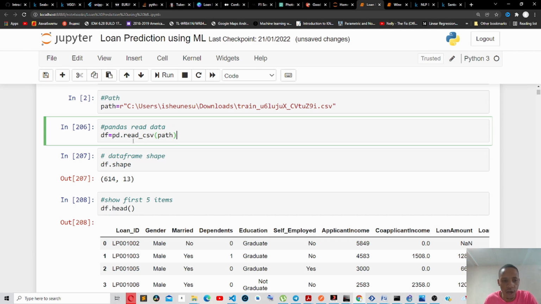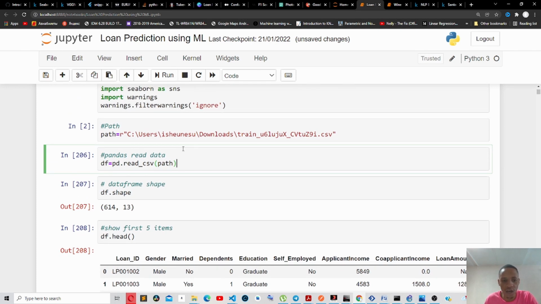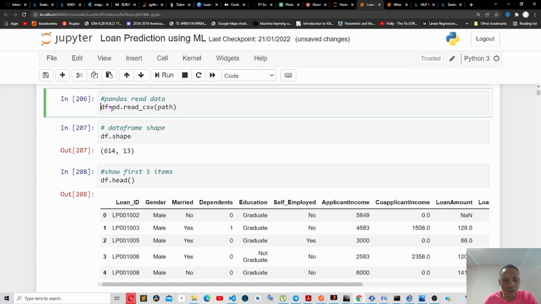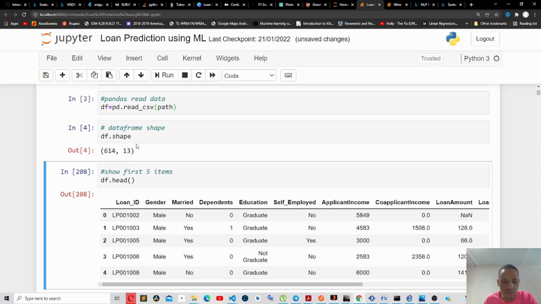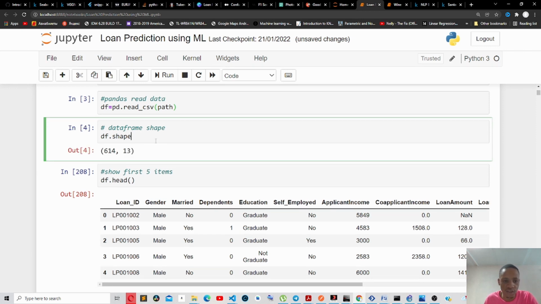To read our loan prediction dataset, we are going to use df = pd.read_csv, and then we are going to provide the path that contains the CSV. The next thing that we are going to do is check the shape of our dataset using the .shape attribute, which is 614 by 13.